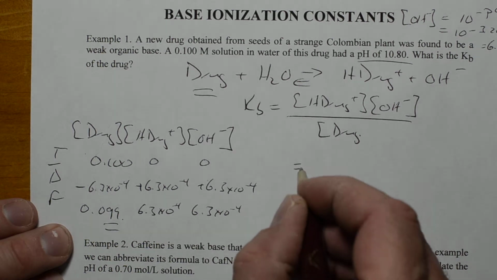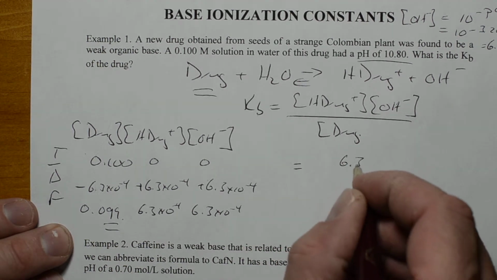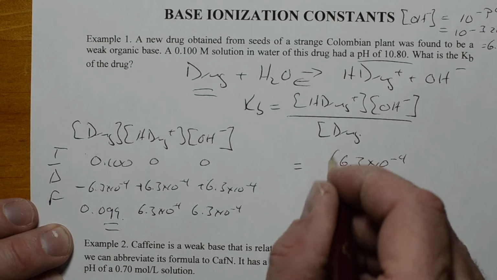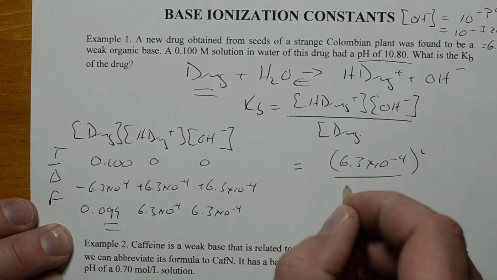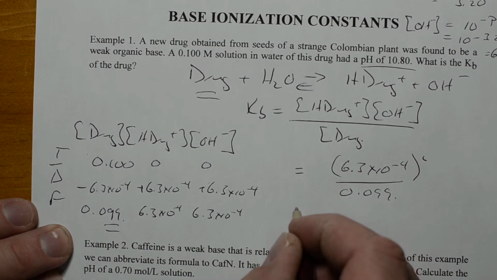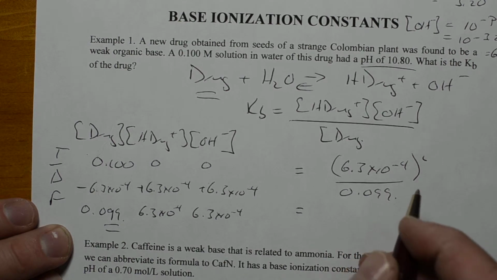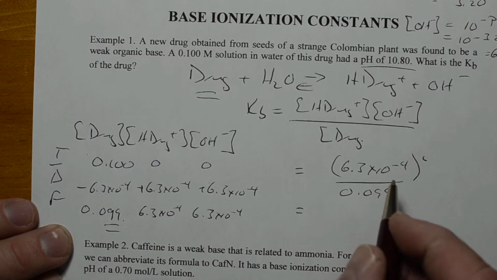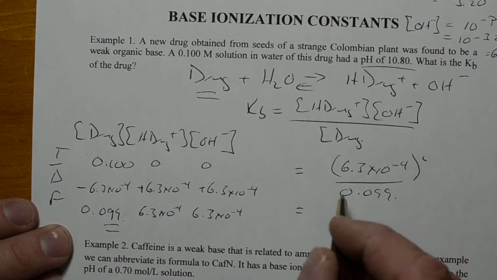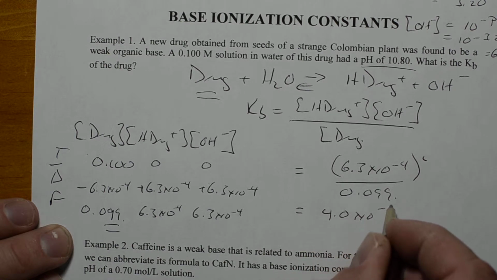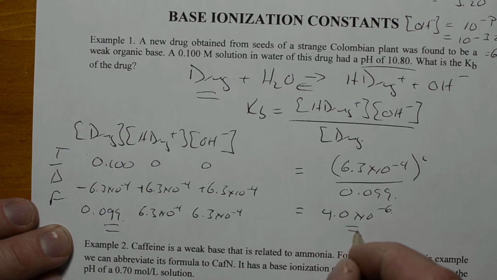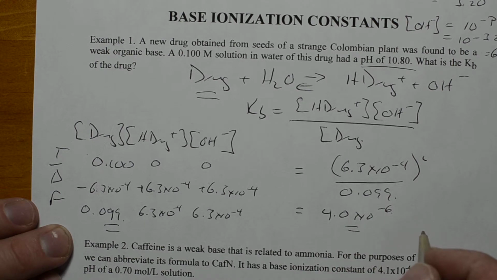Okay, so let's plug all our numbers in. So we have 6.3 times 10 to the minus 4, squared, over 0.099. If we calculate all that out, 6.3 squared is pretty close to 40 times 10 to the minus 8, so 4 times 10 to the minus 7, and then divide by 0.01 roughly. So I think it'd be 4.0 times 10 to the minus 6. And there's our answer.